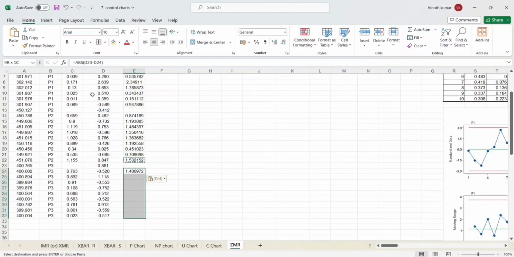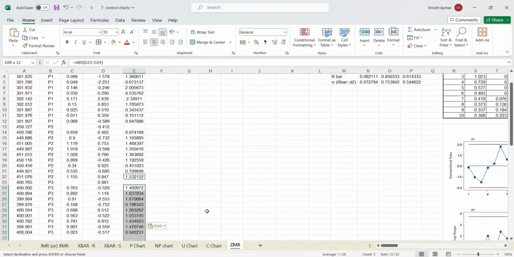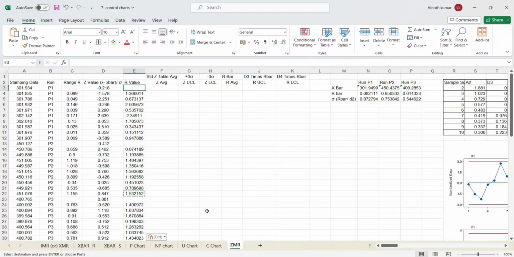And friends, as I told in the beginning, if you see this r bar, for any value of r bar, if you calculate its average, it will be 1.128. Because we are calculating it for the standardized value, the r bar average will always be 1.128 irrespective of any data point. That is why in the beginning of the video I explained the average of r bar will always be 1.128, the center line will always be 0, and the upper control limit will be d3 times 1.128.